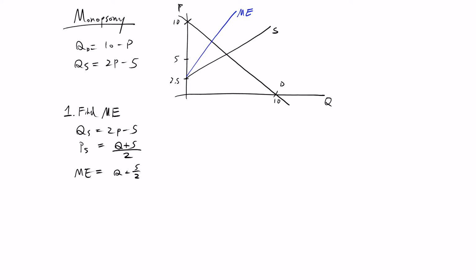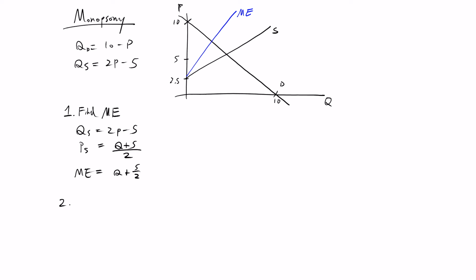So you can verify that for this equation, when Q equals 0, it does start at 2.5, right? 5 over 2 is 2.5, and it goes up.